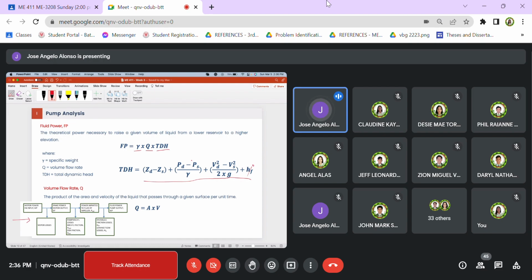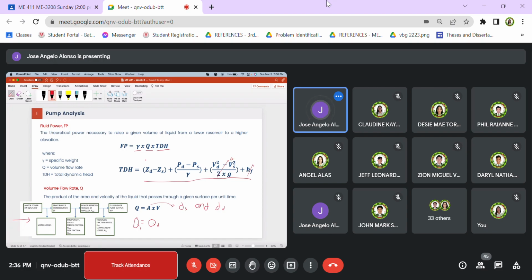Then the volumetric flow rate is the product of the area and velocity of the liquid that passes through a given surface per unit time. So volumetric flow rate is equivalent sa suction and sa discharge kapag incompressible yung fluid. And ang area ng i-consider natin dito is yung diameter ng suction and diameter ng discharge. So if parehas lang sila ng area or ng diameter, then magiging zero lang to. It will just be zero here.